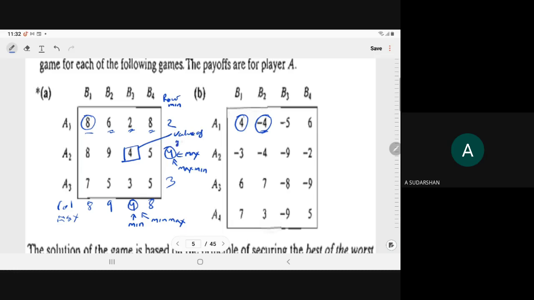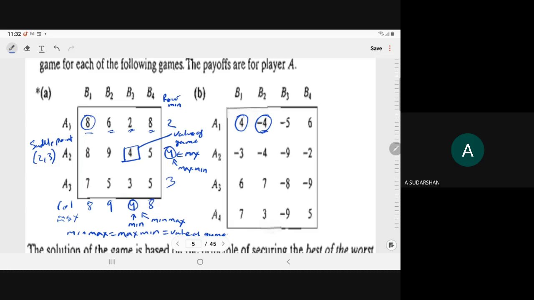So here this is the value of the game. And what is the saddle point? Whenever we have the unique solution, only then do we write the saddle point. So the saddle point is 2 comma 3. It is the matrix index where we have the value of the game. The saddle point exists only when min max is equal to max min. Only then the saddle point exists, and it is equal to the value of the game. Min max is equal to max min is equal to the value of the game.